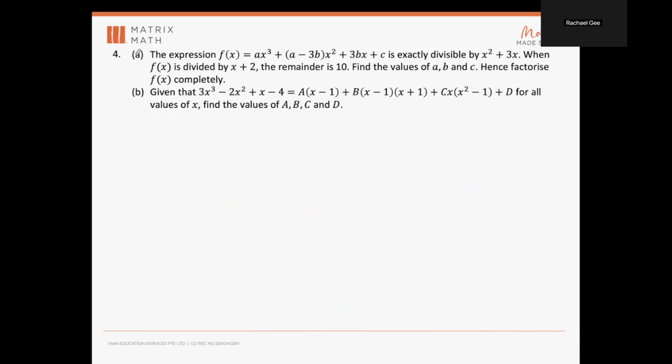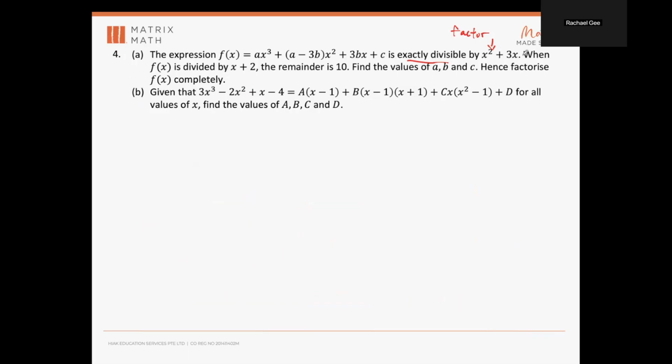So for question 4a, you have f(x) equals to this, which is exactly divisible by x squared plus 3x. When f(x) is divided by x plus 2, you have a remainder of 10. So find the values of a, b, and c, hence factorize f(x) completely. Exactly divisible by this means that this is a factor. And x squared plus 3x, you can actually further factorize.